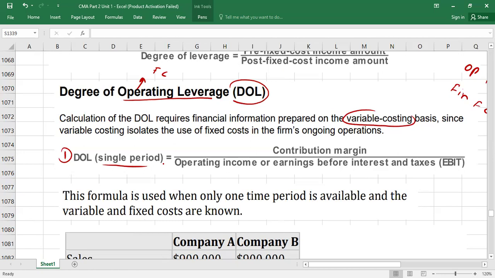So please don't forget the formulas, because the basic thing is the formula and the understanding of the formula. Then we can apply these things through the help of the questions. Obviously, I'll show you a couple of questions also. So, degree of operating leverage.